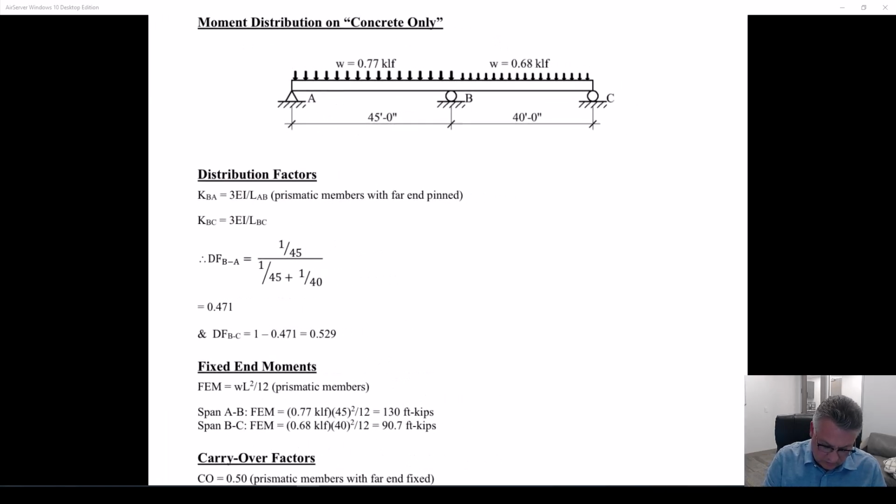The 3's cancel, the EI's cancel. We have this equation that results in 47.1% of any unbalanced load is going to go to this side. And the remainder, 52.9%, will go to this side of the beam.